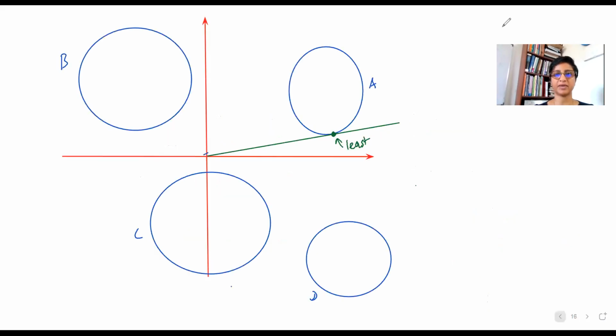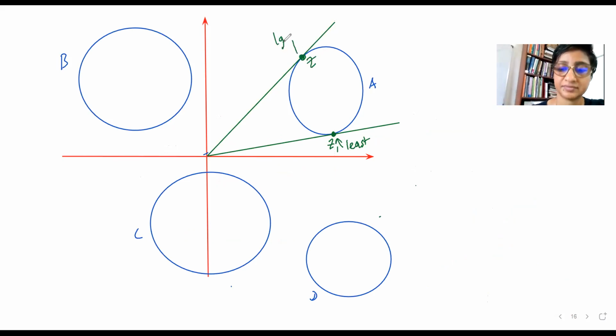Okay. So coming back to this, for all the points on circle A, this is the Z that would have the least argument. And this one right here is the Z that has the largest.